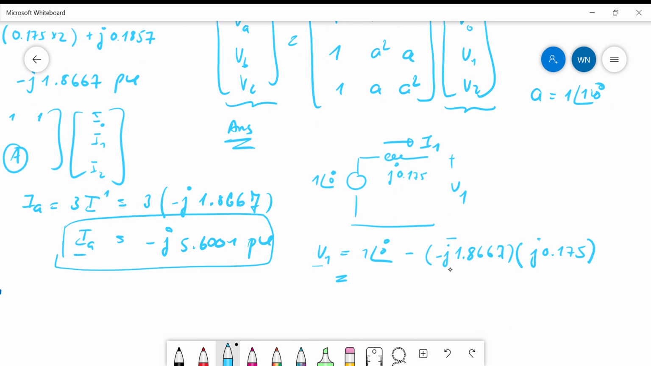In this case, you can see that the voltage has to be less, because j times j is negative 1, and negative times negative becomes plus. So you have 1 minus the multiplication of 1.8667 by 0.175, and you end up with the voltage V1 of 0.6733 pu. This is in real quantity.